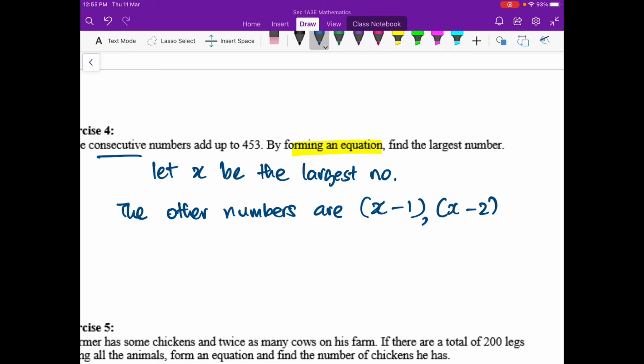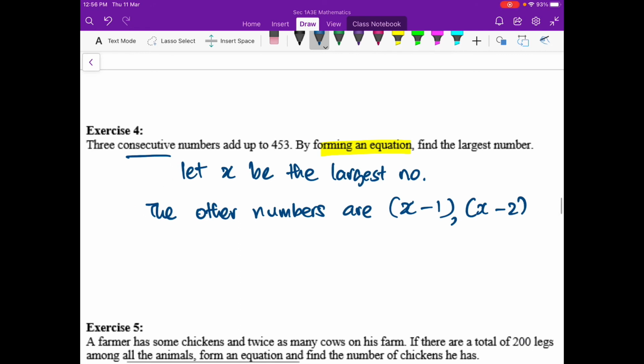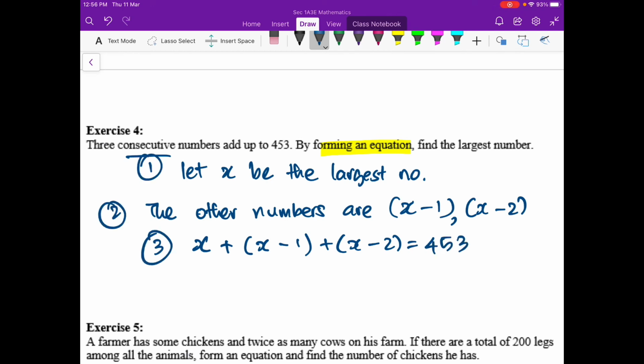Forming an equation is the interpretation, changing of English into mathematics. They say that 3 of them add up to 453. So if I take x plus x minus 1 plus x minus 2, I should get 453. So let's add them all up. I am now forming the equation x plus x minus 1 plus x minus 2. I'm writing that it is equal to 453. This is step 1, step 2, step 3.